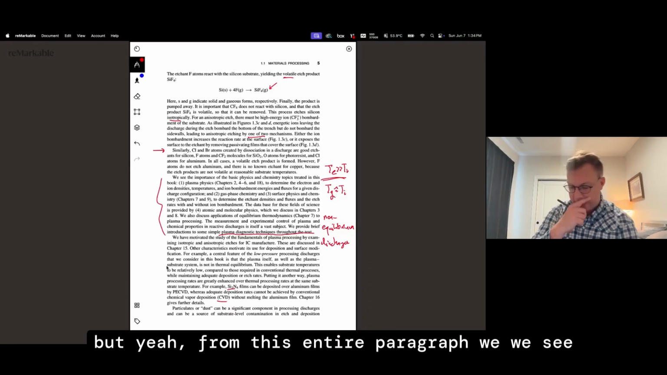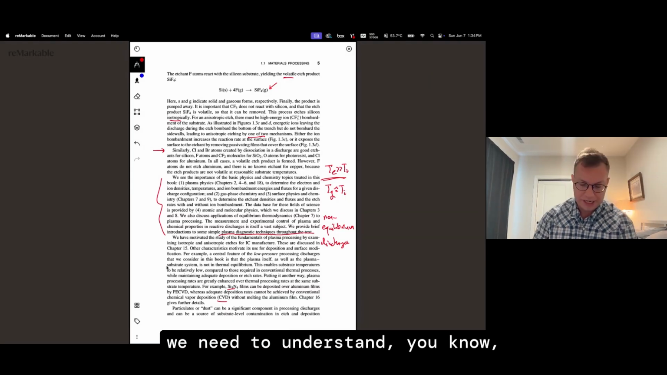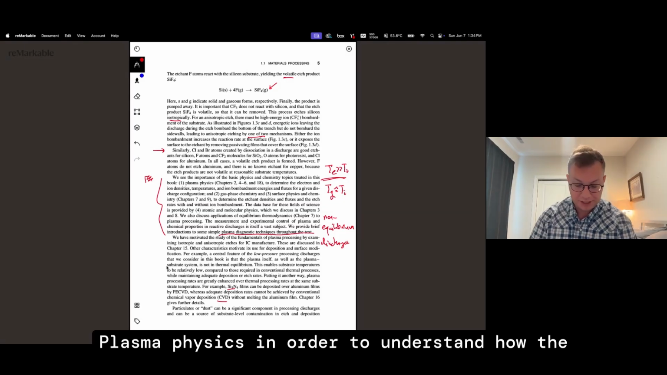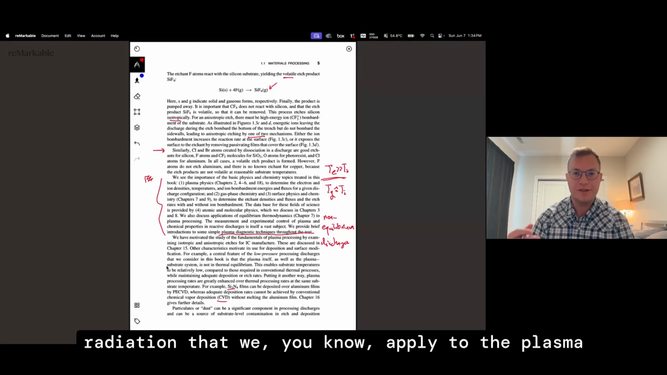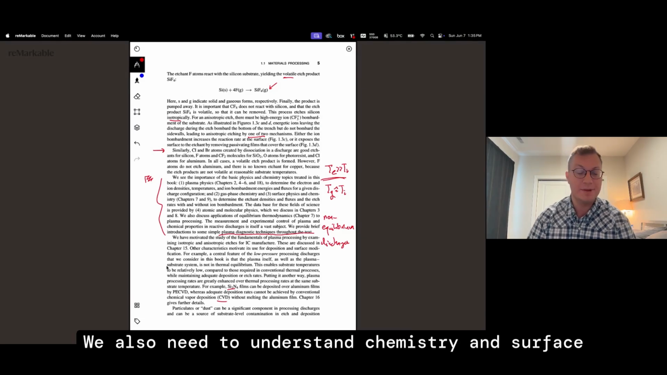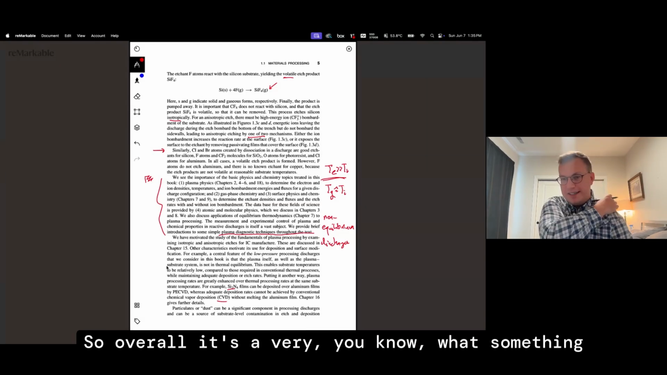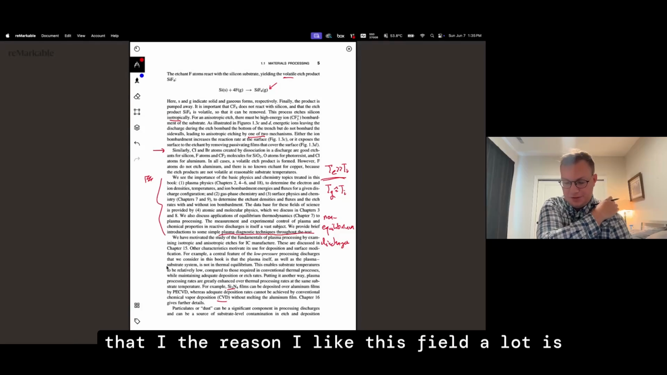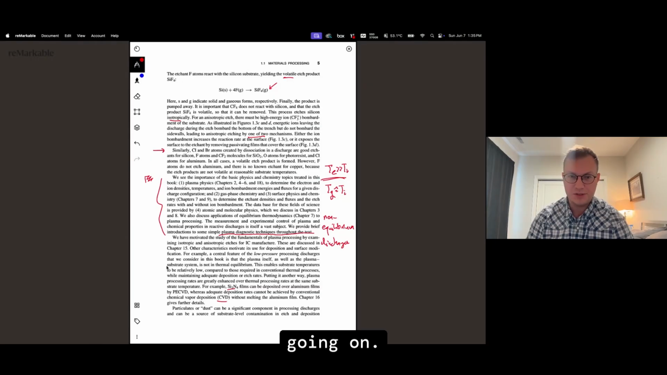From this entire paragraph, we see that we're combining a lot of different fields of science. We need to understand plasma physics in order to understand how the plasma is going to respond to electromagnetic radiation that we apply to the plasma to power it. We also need to understand chemistry and surface chemistry to understand etch rates. The reason I like this field a lot is that we have to pull together a bunch of different fields to try and understand what's going on.